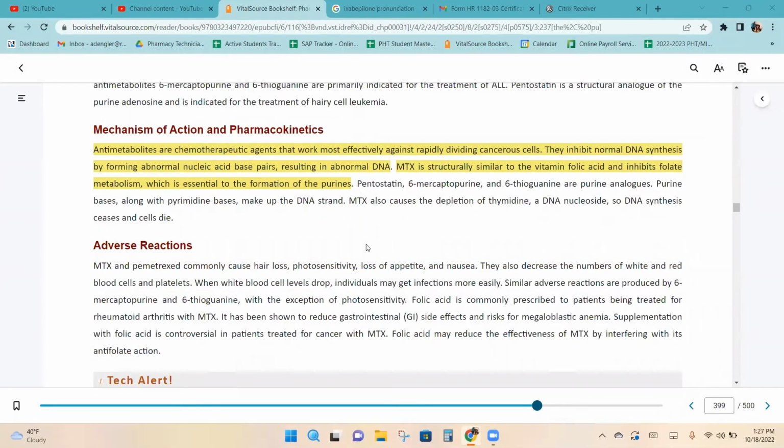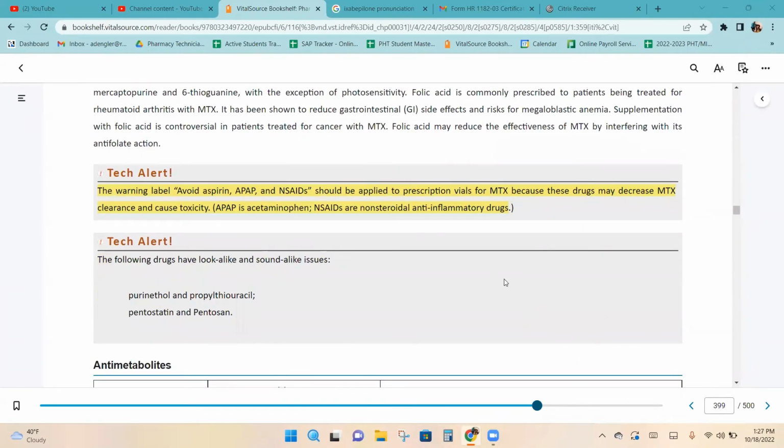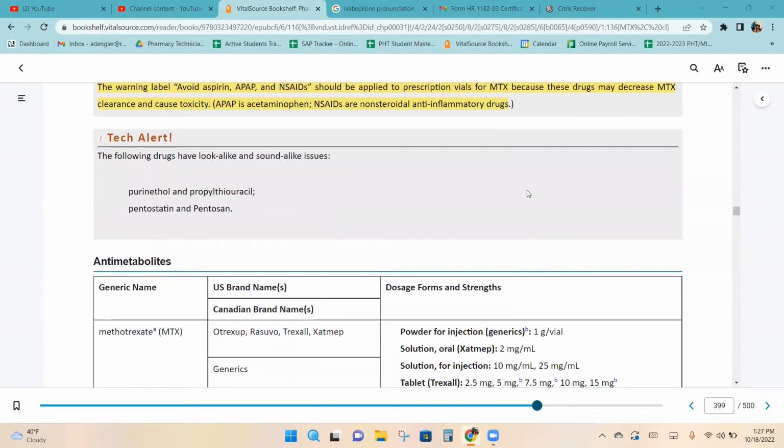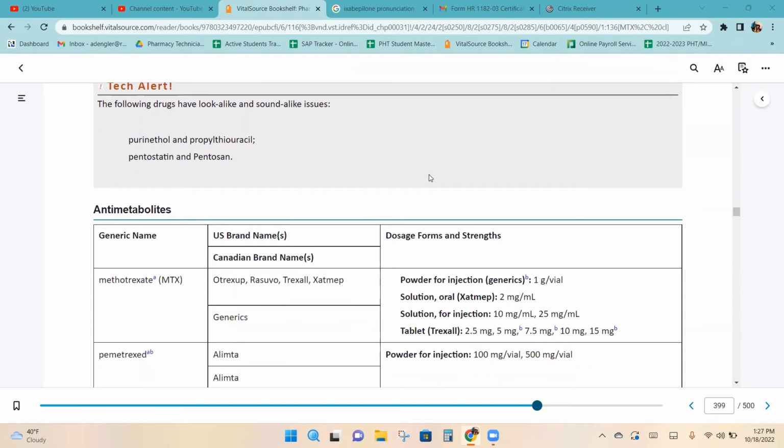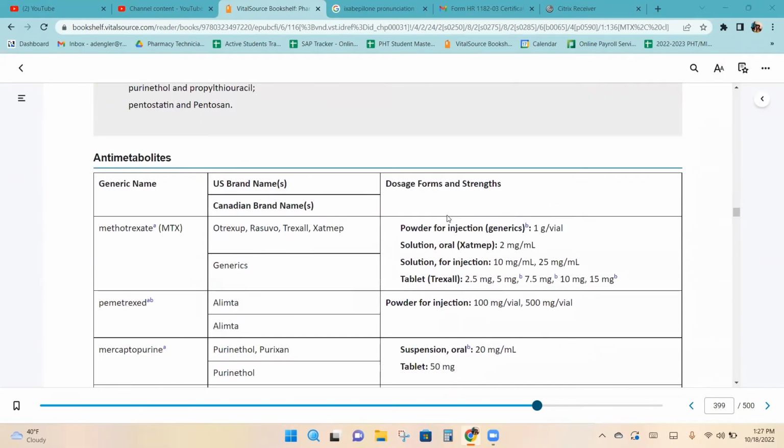Antimetabolites are chemotherapeutic agents that work most effectively against rapidly dividing cancerous cells. They inhibit normal DNA synthesis by forming abnormal nucleic acid base pairs, resulting in abnormal DNA. MTX is structurally similar to the vitamin folic acid and inhibits folate metabolism, which is essential to the formation of the purines. The warning label, avoid aspirin, APAP, and NSAID, should be applied to the prescription vials for MTX because these drugs may decrease MTX clearance and cause toxicity. APAP is an abbreviation for acetaminophen, and NSAIDs are non-steroidal anti-inflammatory drugs like ibuprofen and naproxen.